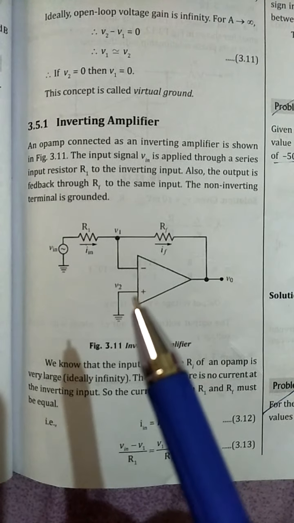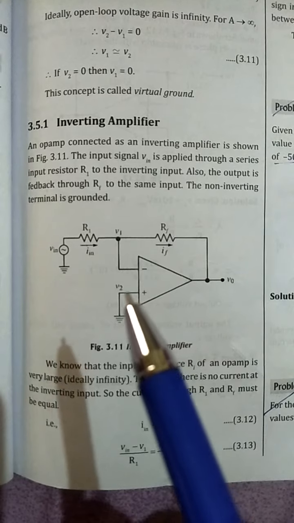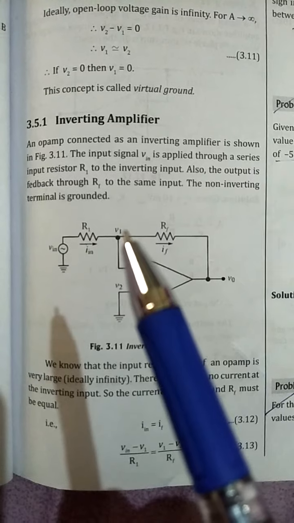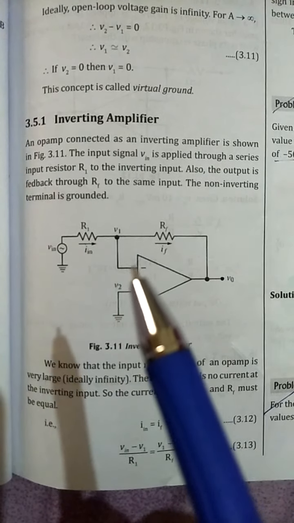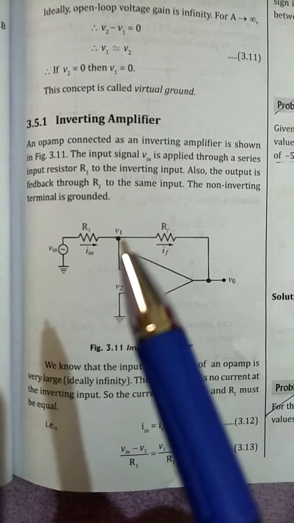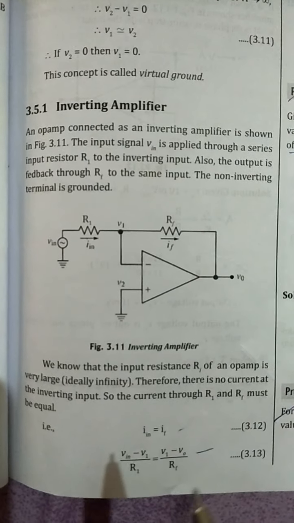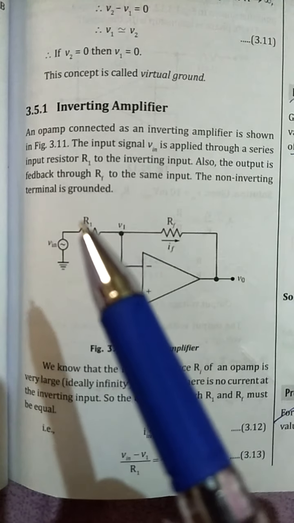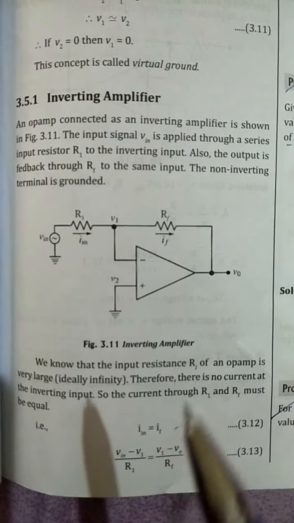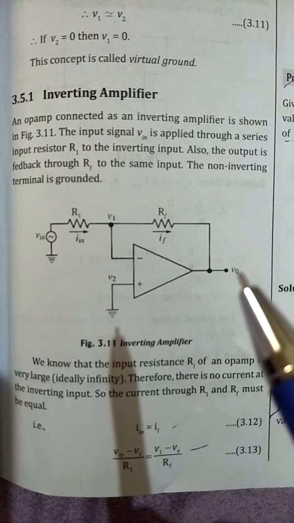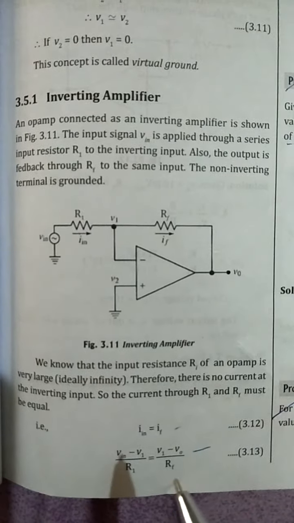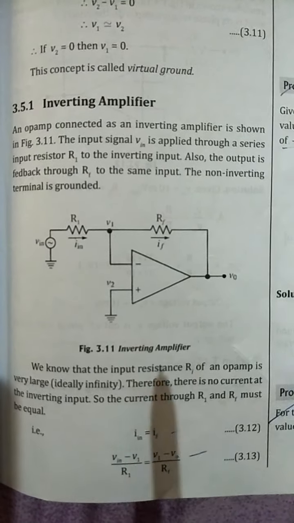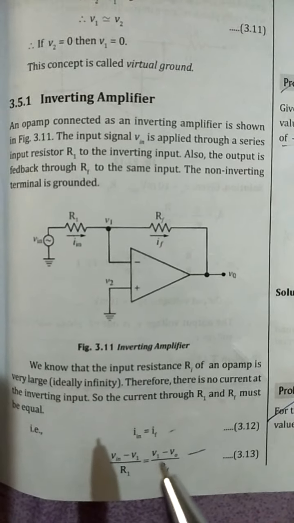So, by the virtual ground concept, here V2 is connected to ground. Therefore, the V1 voltage is also 0. V2 is 0, therefore V1 is also 0 by the virtual ground concept. Here, I in is nothing but V in minus V1 divided by R1. IF is V1 minus V0 divided by RF. V1 is 0.